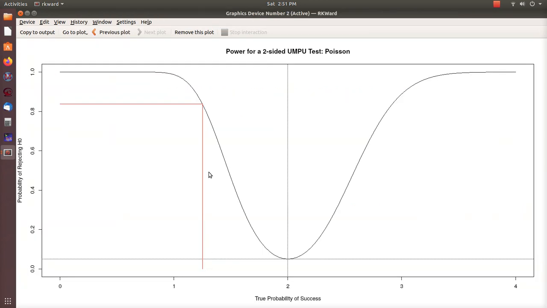So at 1.25, the simulated value was this, 83%, I think is what it said. And look how close it matches the theoretical power curve. So that's a good sign.